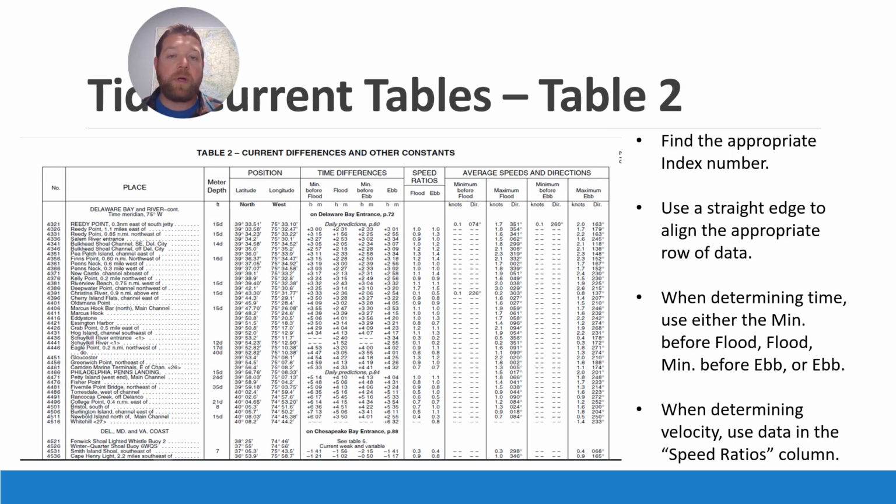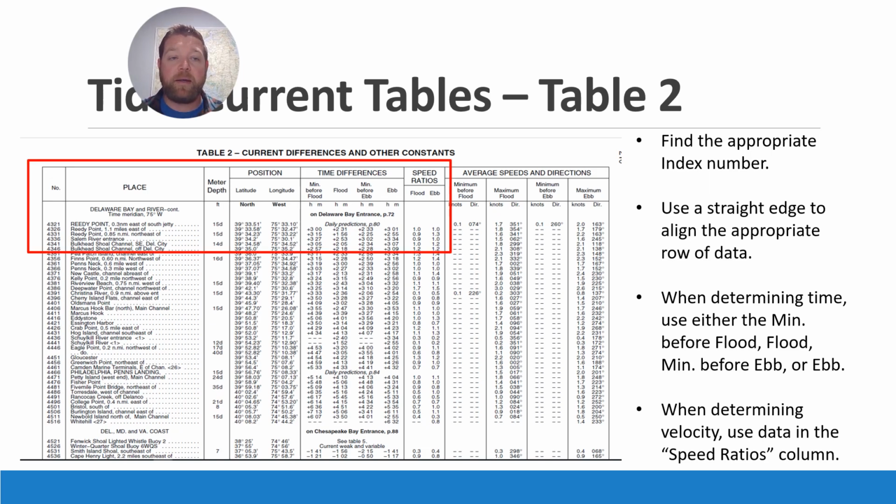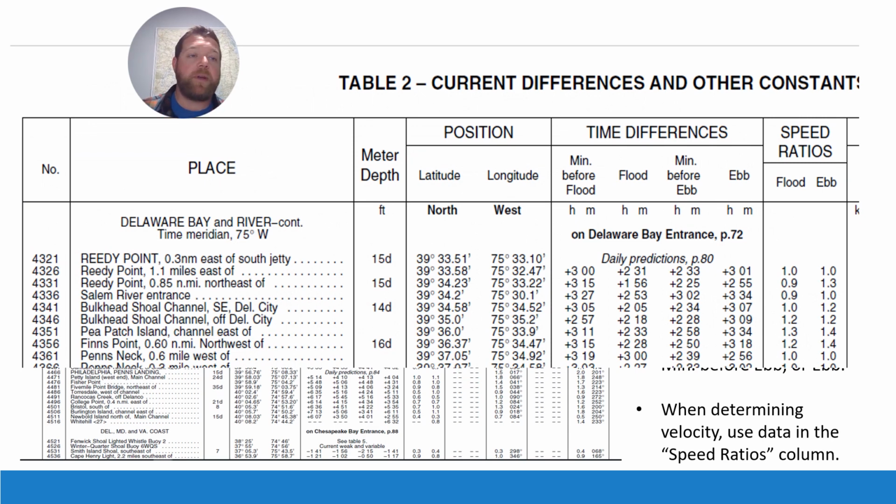Okay, so here's table 2. Looks very similar to the table 2 in our tide tables. Again, the far left column has the number there, and we get that from the index. Again, the first place we go to is the index. We find the location, we get the number. We then get the place, the meter depth, the position, all good information, but not necessarily what we need to solve the problem.